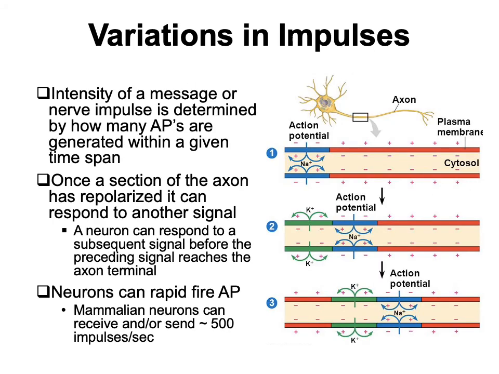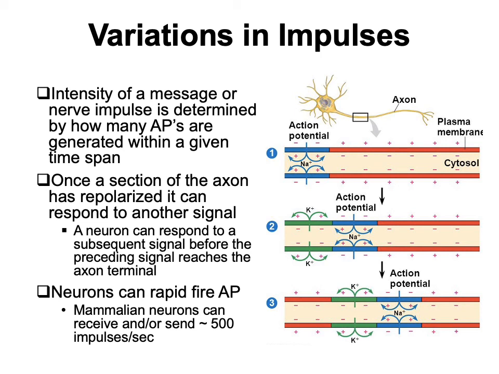Variations in impulses. The intensity of a message or nerve impulse is determined by how many action potentials are generated within a given time span. Once a section of the axon has repolarized, it can respond to another signal. A neuron can respond to a subsequent signal before the preceding signal reaches the axon terminal. Neurons can rapid fire action potentials. A mammalian neuron can receive and or send approximately 500 impulses per second.